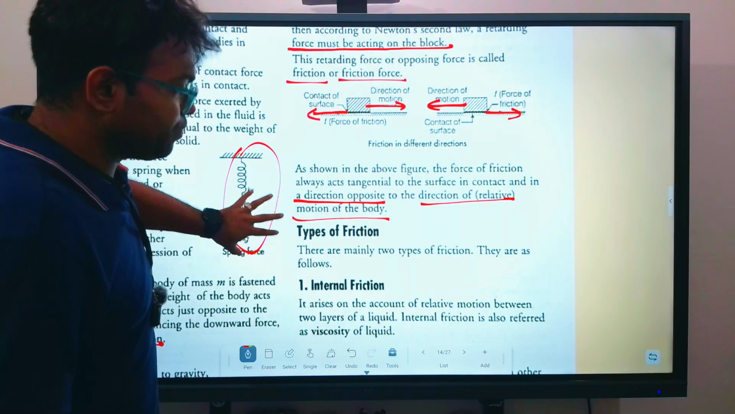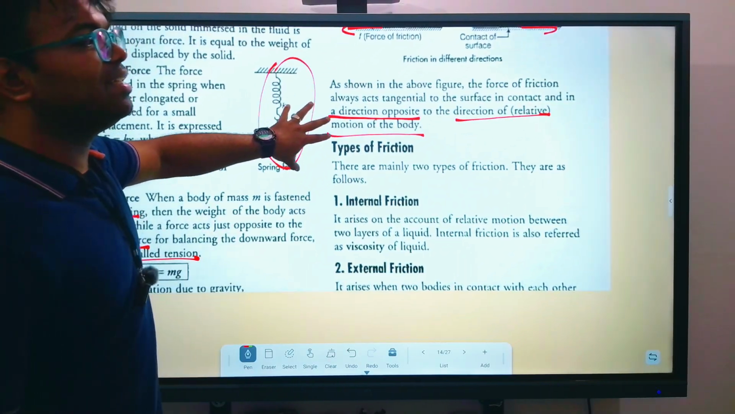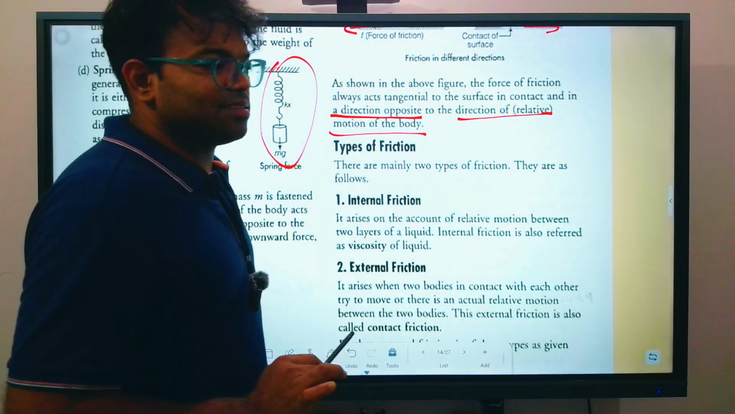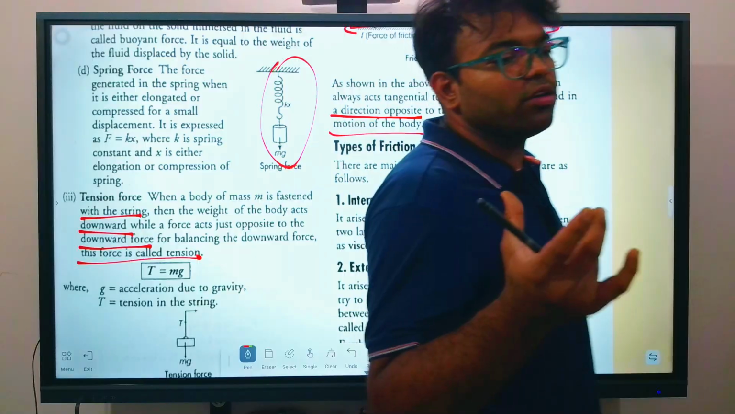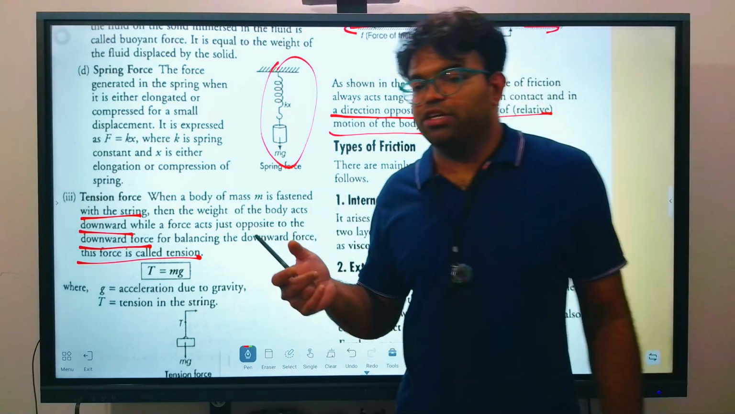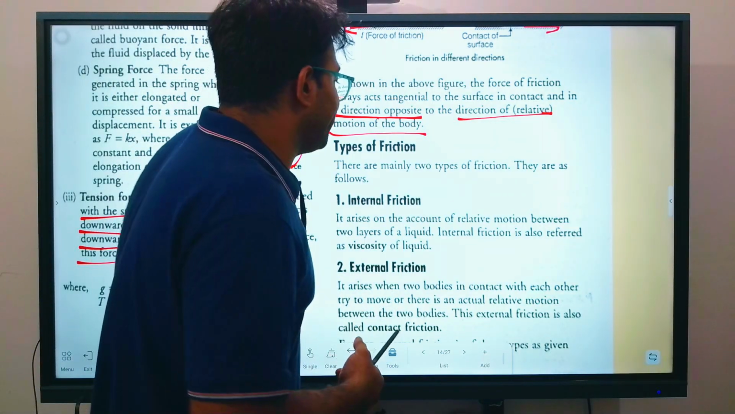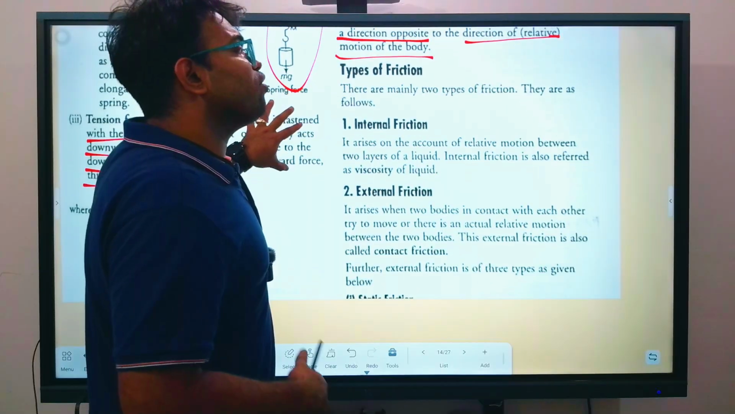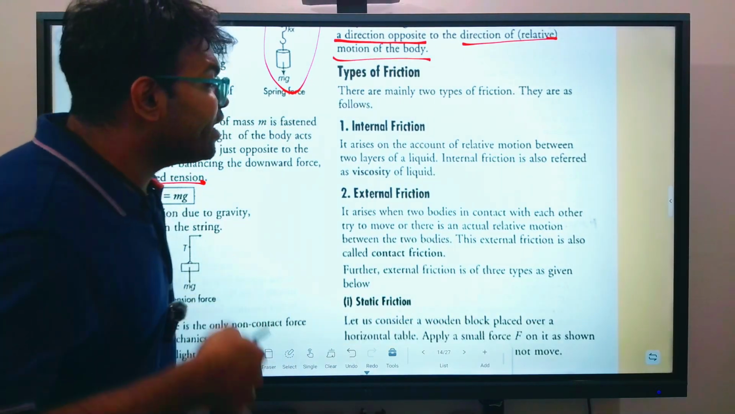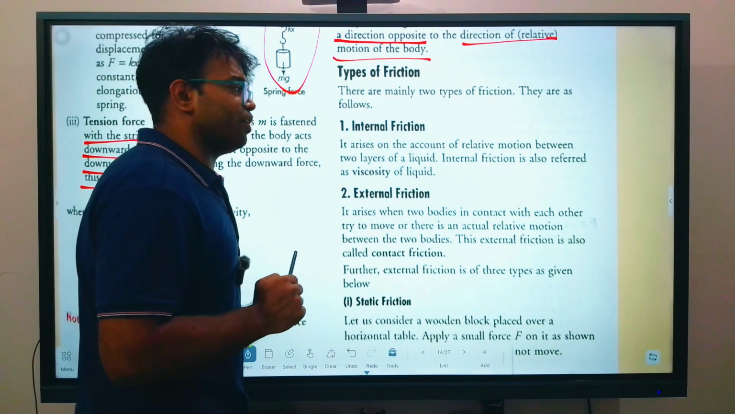Now, we have already discussed this friction in ninth class. In ninth class, we had a small topic where we were learning about friction, right? Now, in 11th class, we have to go much more into detail. Now, what are the various types of friction that we have? Internal friction and external friction.